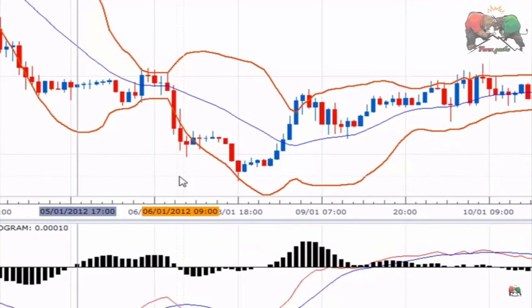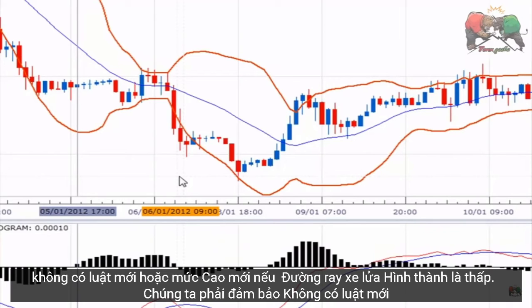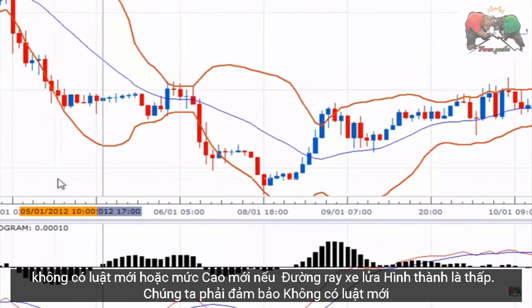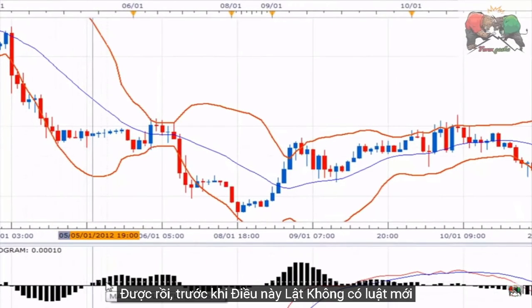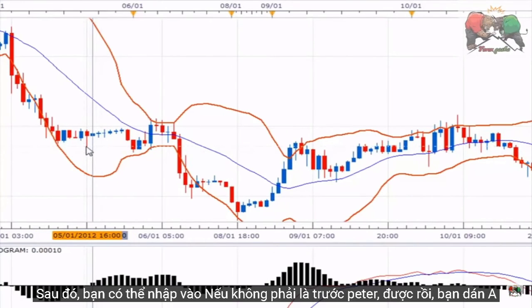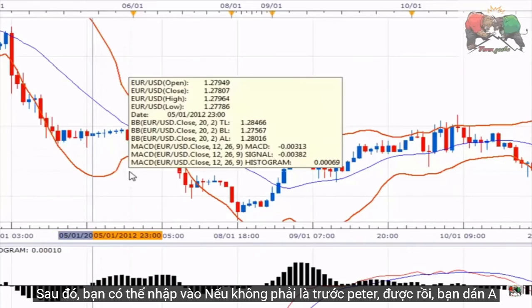You must make sure that there's no new low or new high. If your railway track formation is a low, you must make sure there's no new low before this MACD flips. Then you can enter a trade. If not, you'll be forfeited. Okay, let's take a look at this example.